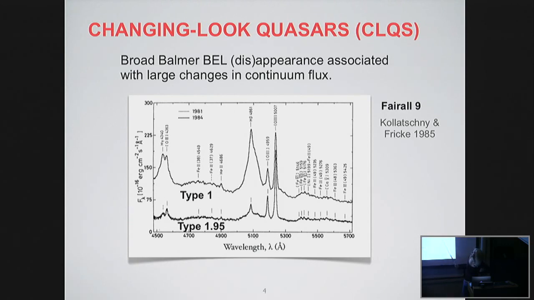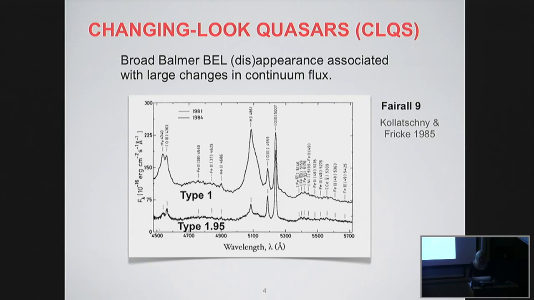This is Fairall 9 from 1981 and 1984. You can see that there's a large change in the broad emission lines, and in particular the Balmer lines. So this is the so-called changing look phenomenon. And usually this large change in the broad emission lines is associated with large changes in the continuum flux as well.